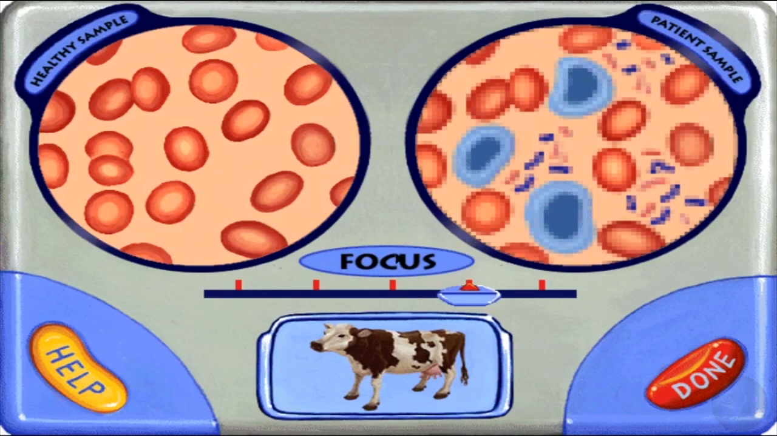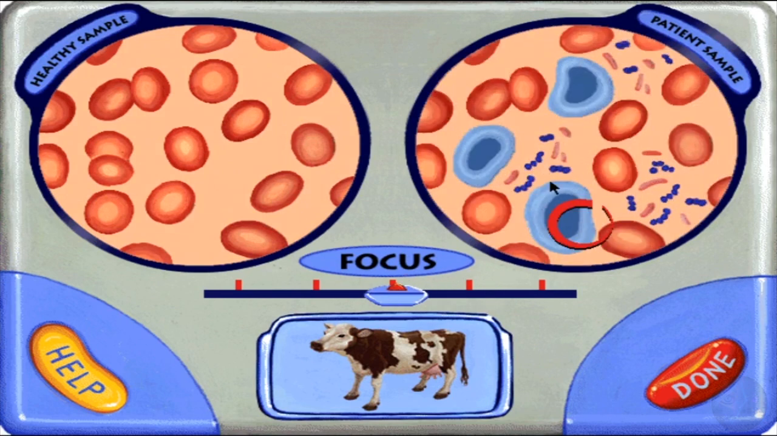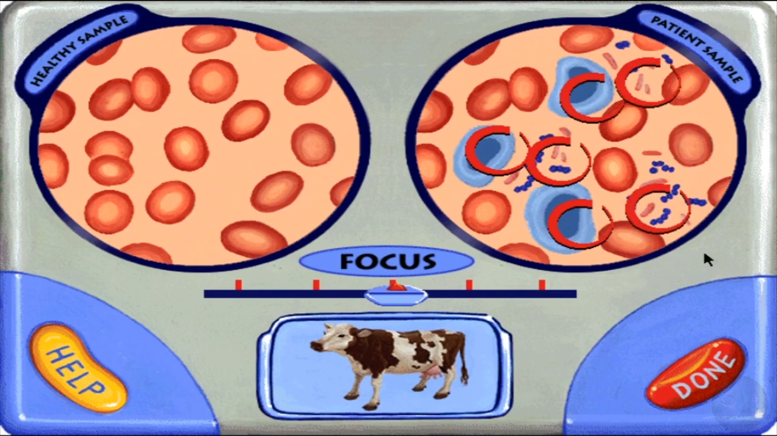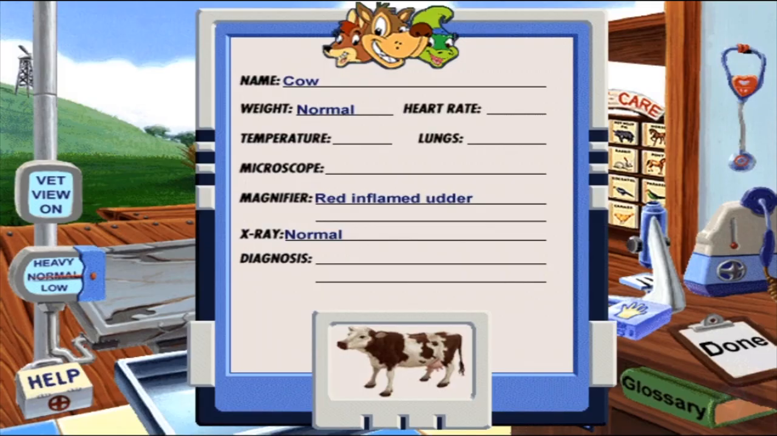Go ahead and focus these cow blood samples. Oh, a white blood cell. Go ahead and circle the others. Oh, bacteria. Good work! This sample contains bacteria and white blood cells. That means infection. Sample reveals infection.